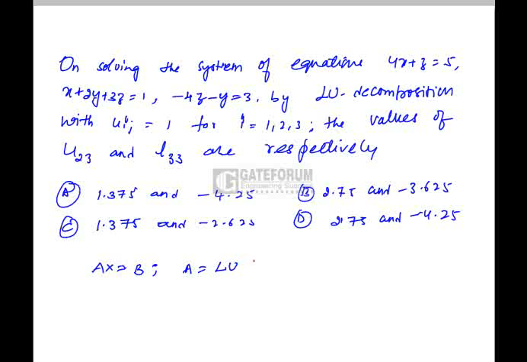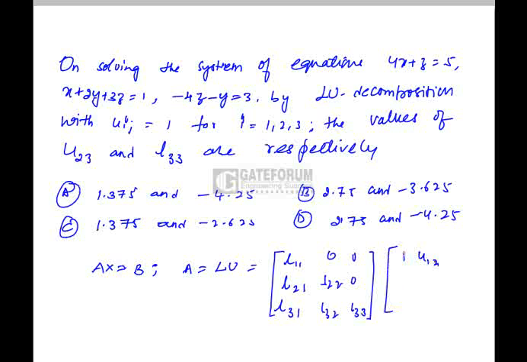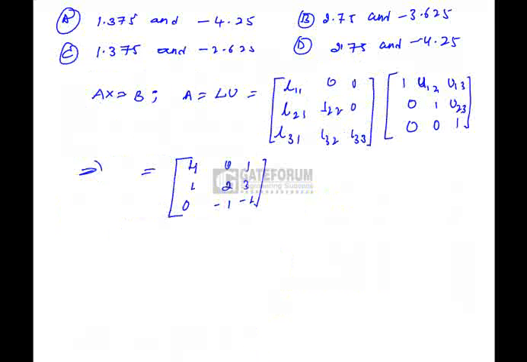Now, if I substitute the value of L, which is L11, 0, 0, then L21, L22, 0, L31, L32, and L33. Similarly, the next one will be 1, U12, U13, then 0, 1, U23, 0, 0, 1. Now, the product of these two matrices is nothing but A, which is 4, 0, 1, 1, 2, 3, 0, minus 1, and minus 4. Now, let us multiply the LHS and equate the values to RHS.